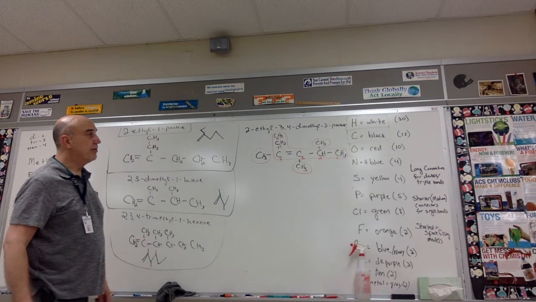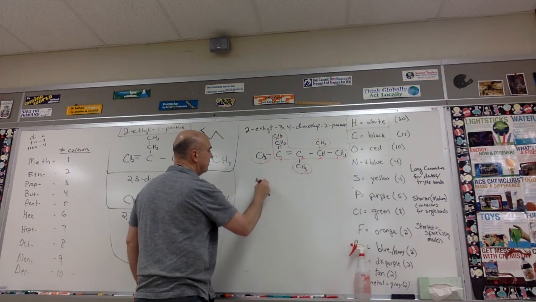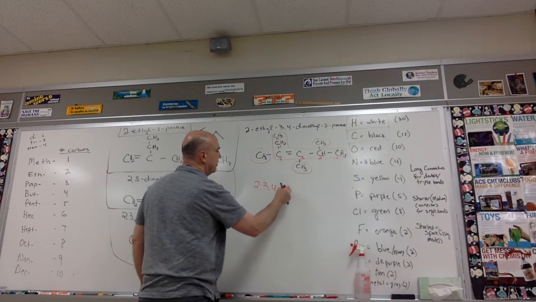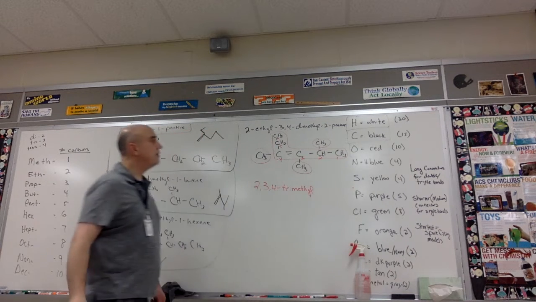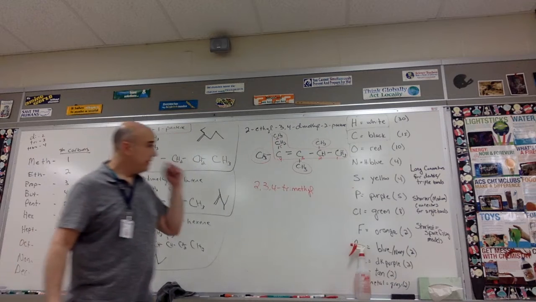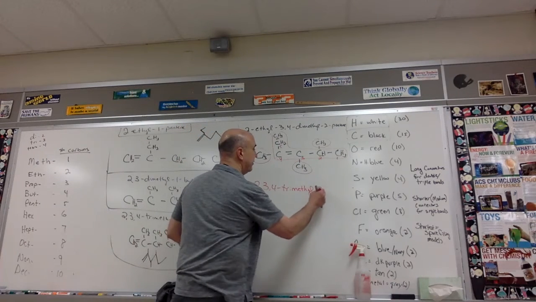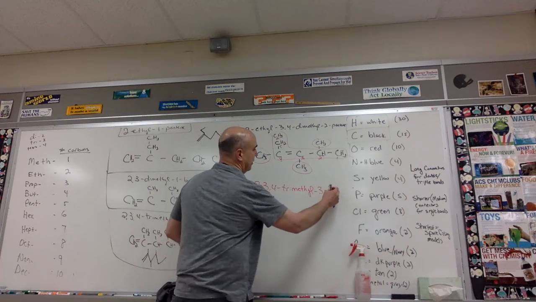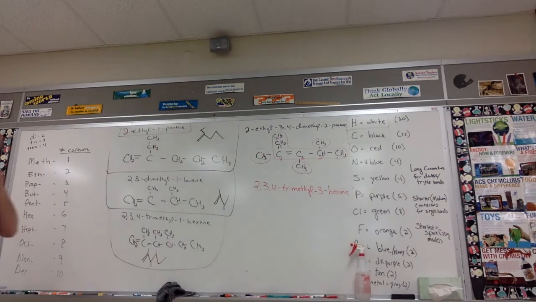So when we name this one, it's going to be 2, 3, 4 trimethyl. And the double bond is off the third carbon. Does that make sense?